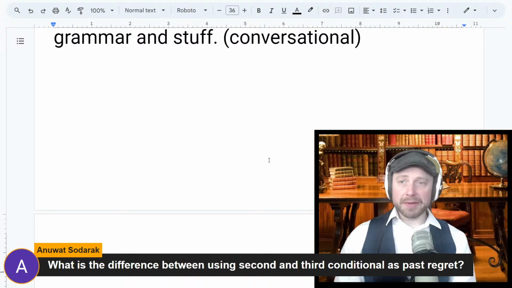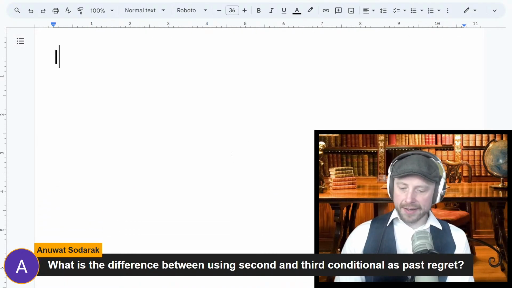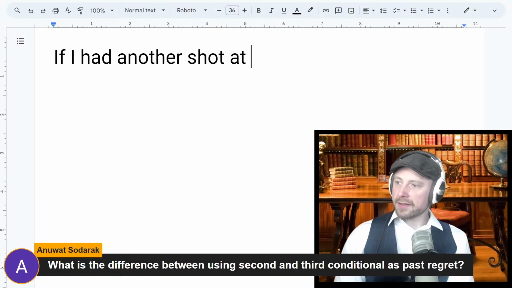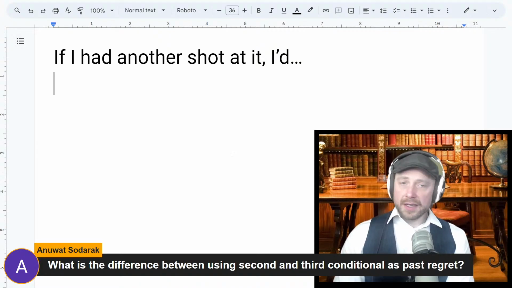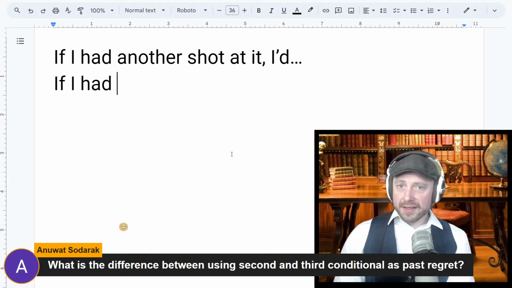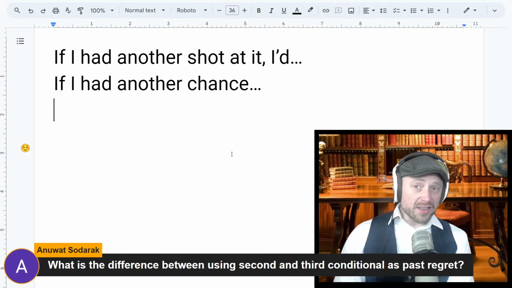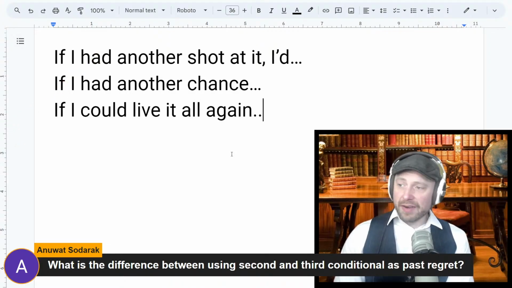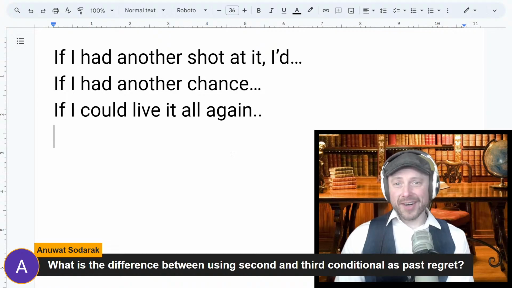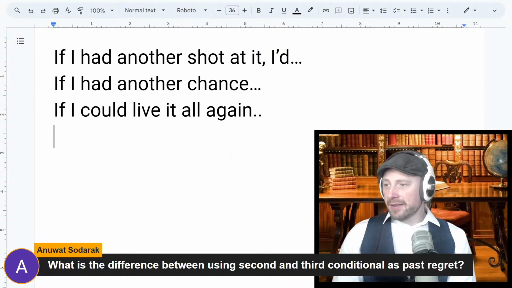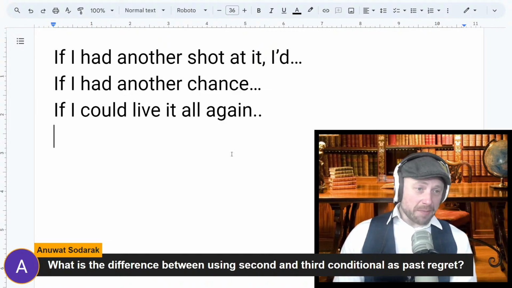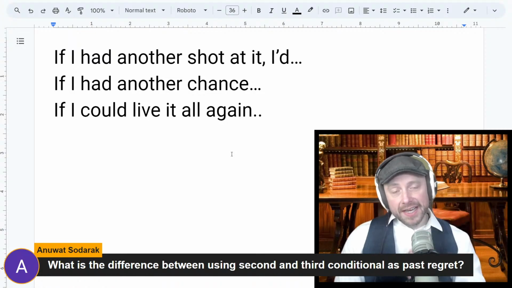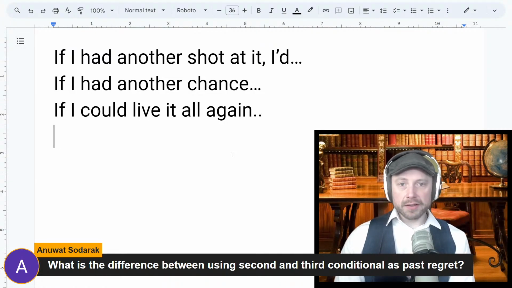And there are other possibilities with the second conditional, like if I had another shot at it, if I had another chance, if I could live it all again, right? These are all ways of expressing regret. And as I said, they're maybe a bit more conversational than using the third conditional.